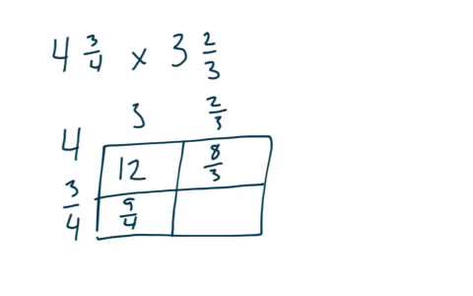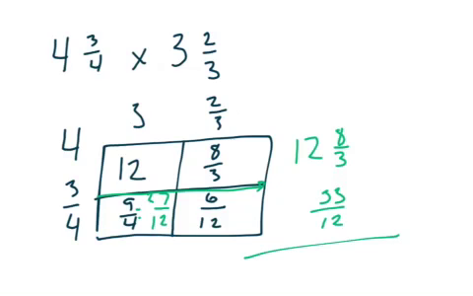And multiplying straight across with this fraction by fraction problem, 3/4 times 2/3, 3 times 2 is 6, and then the denominators, 4 times 3 is 12. Okay, let's go ahead and add these up. So 12 plus 8/3 is 12 8/3. And then 9/4 plus 6/12, well, I can turn this into 12s, times it by 3 over 3, I get 27/12. 27 plus 6 is 33/12. Okay, now we need to add this up and we'll get our answer.